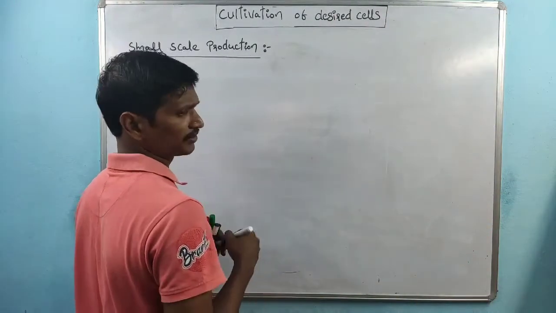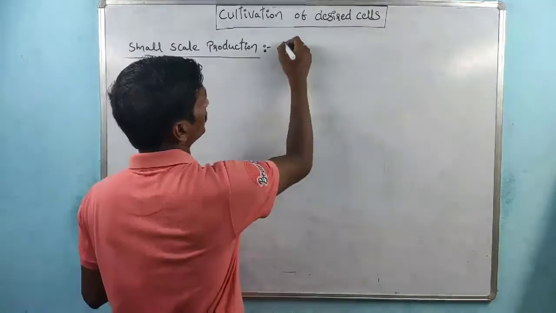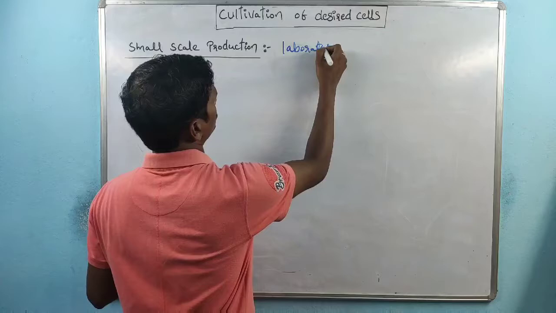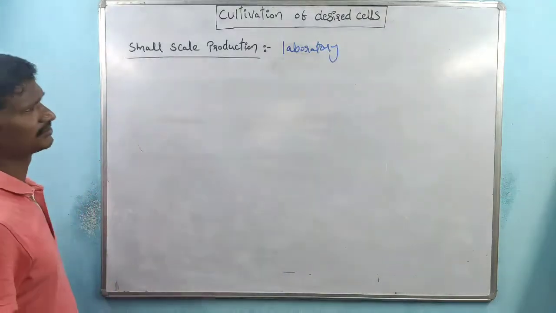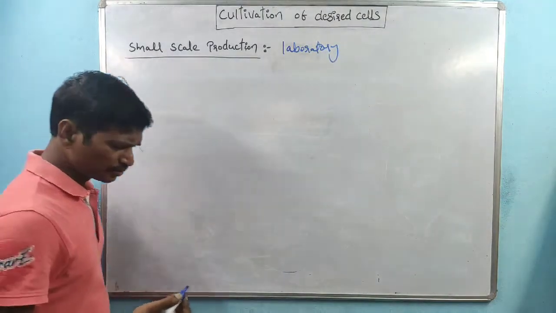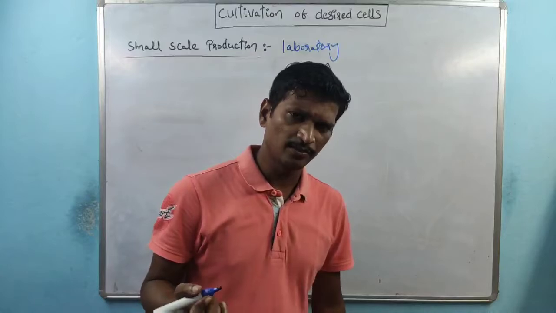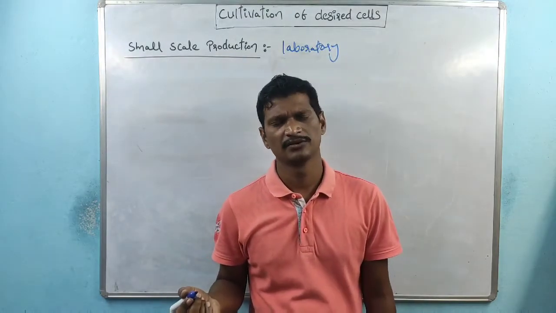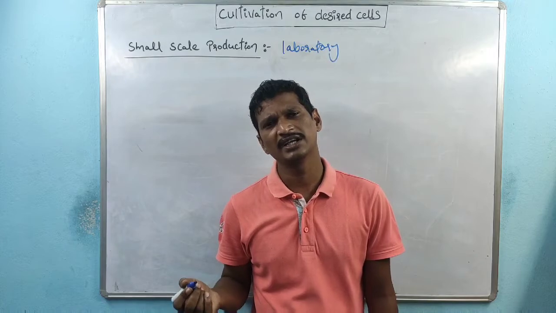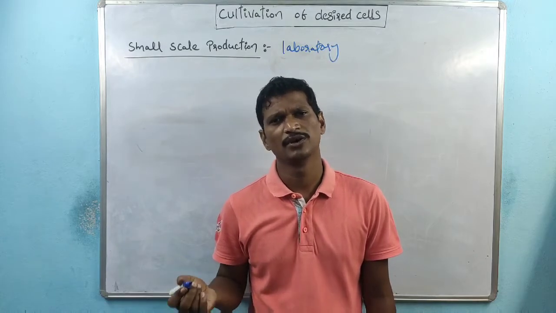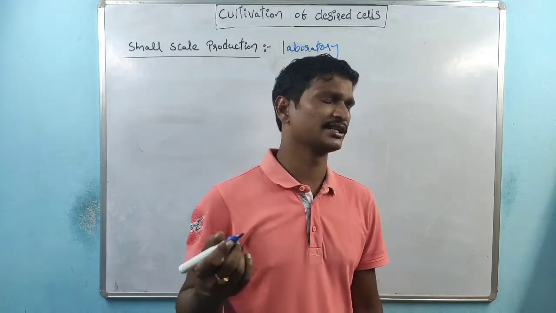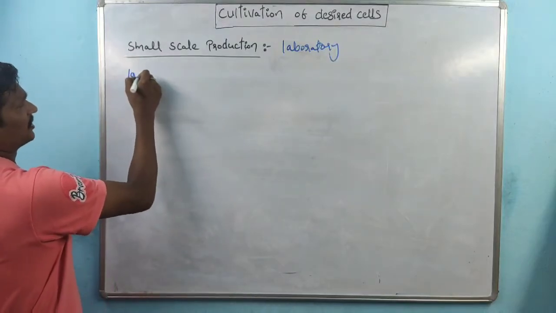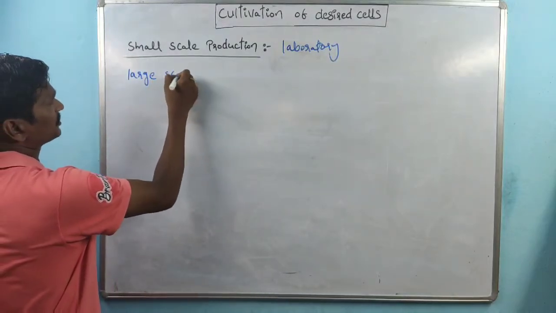Small scale production is majorly done within laboratory conditions. So in small scale production, we are cultivating some of our desired cells for checking the quality and the quantity of the product. Once this step is completed, the next step is large scale production.